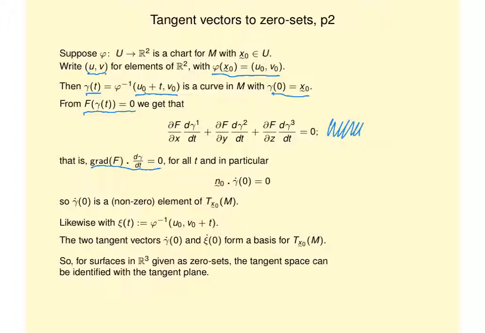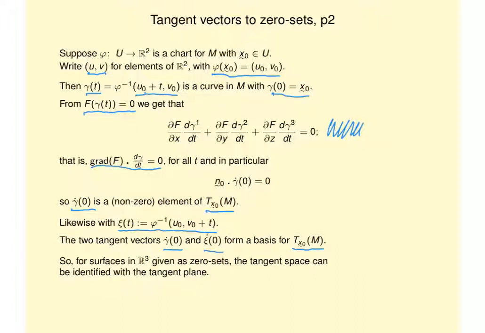Okay, so going back to gamma, gamma dot 0 is a non-zero element of the tangent space to M at the point x0. And here we've got the corresponding business of holding u naught constant and letting v naught vary. That gives a curve which I'm denoting xi t. These are just temporary notations. And the two tangent vectors to gamma at 0 and to xi at 0 form a basis for the tangent space to M.